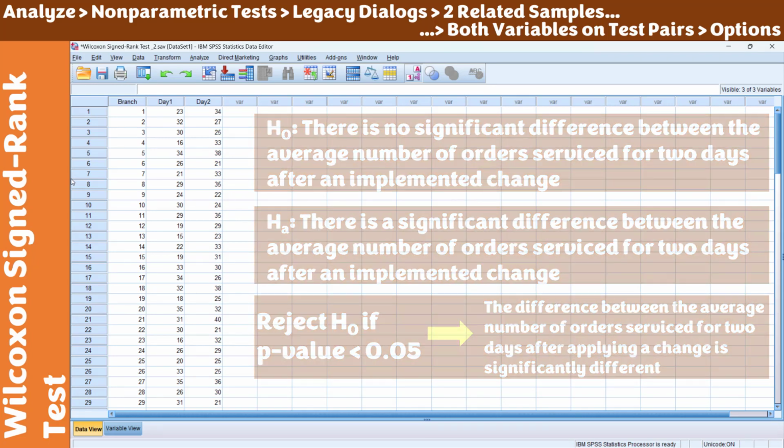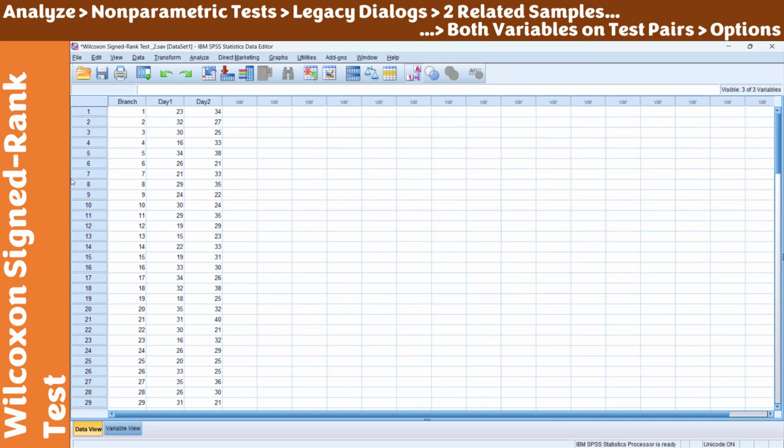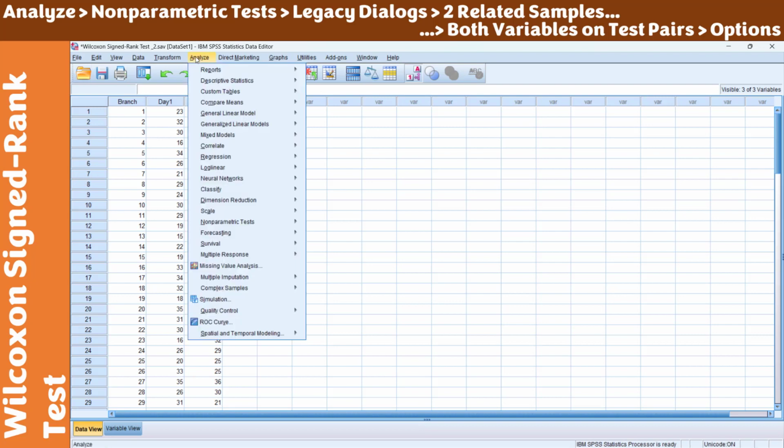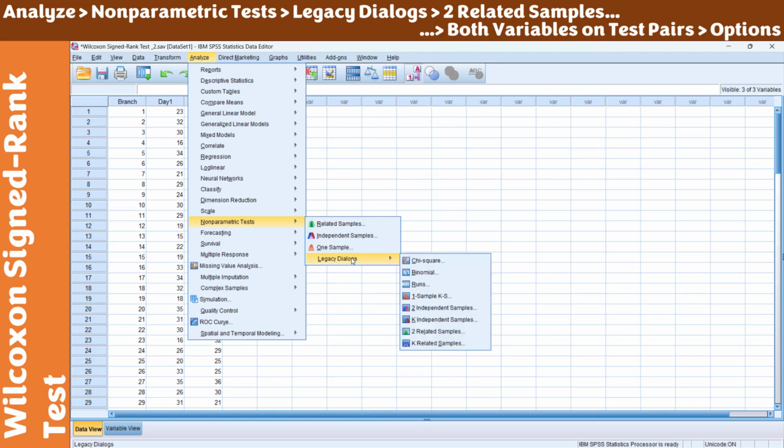Now that we have all of this, let us start our Wilcoxon Signed-Rank Test for this specific data containing ratio level of measurement. Same process will be copied. Click Analyze, go to Non-Parametric Tests, hover to Legacy Dialogues, and you will see here 2 Related Samples. Because we have day 1 and day 2 in the same branch, they are related samples. Again, the Wilcoxon Signed-Rank Test is just the non-parametric equivalent of the paired samples t-test.